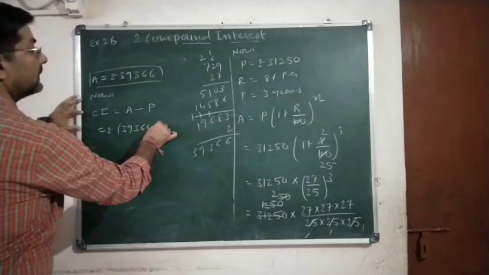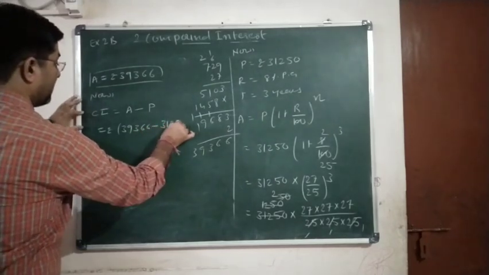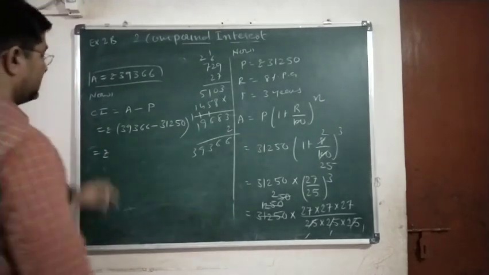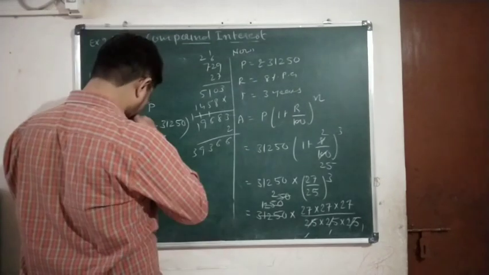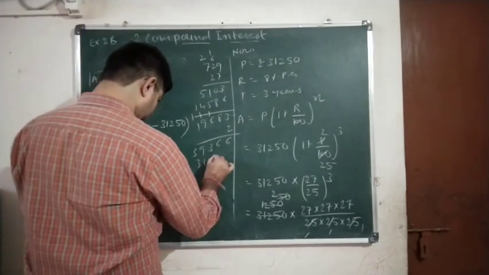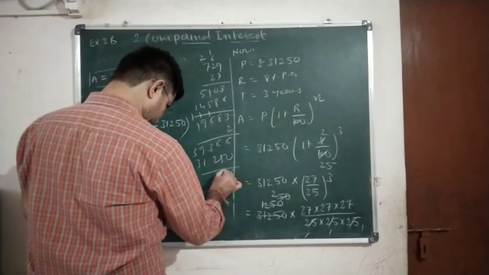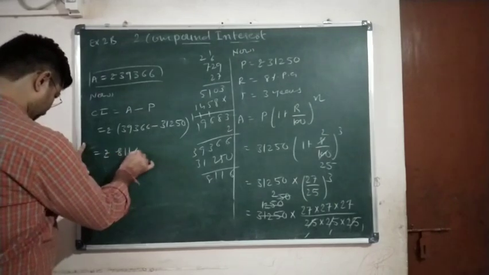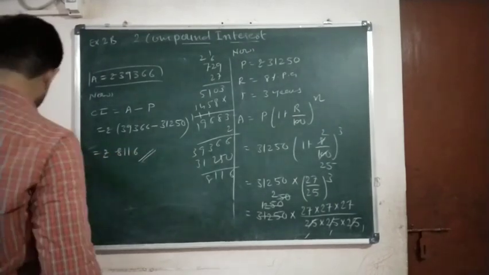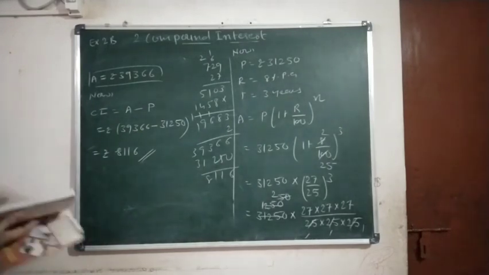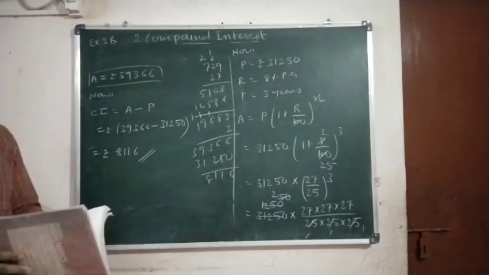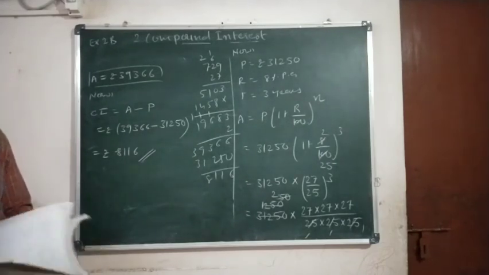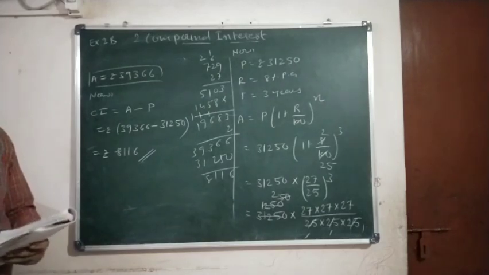39,000. Okay, so now let us subtract 31250. 8116. This is the simple interest. Clear? Sorry, this is the compound interest, 8116. Yes. So with this question number 6 is over.